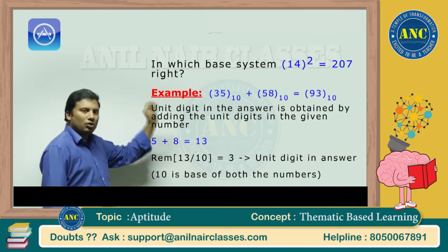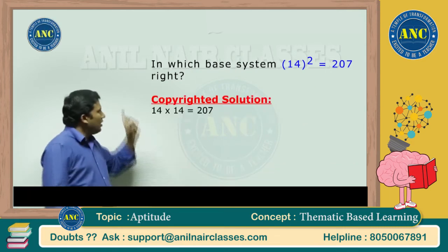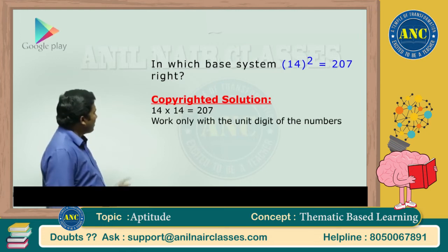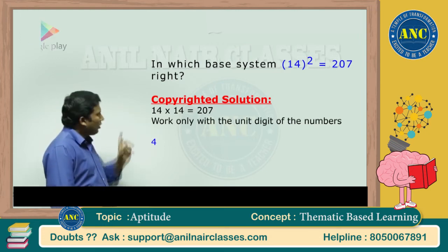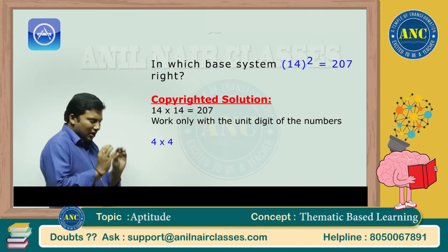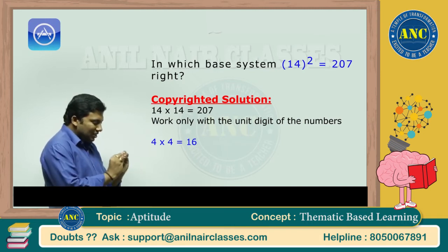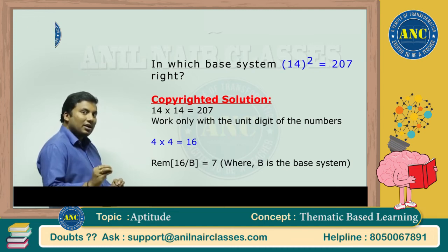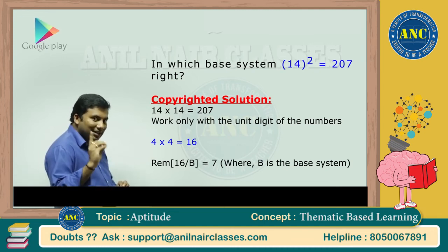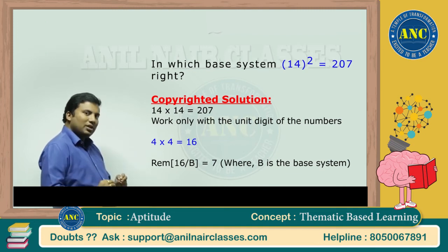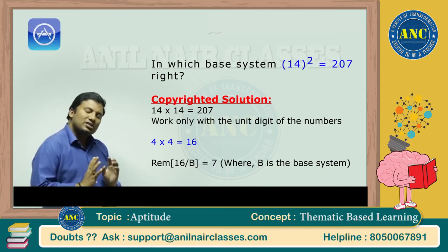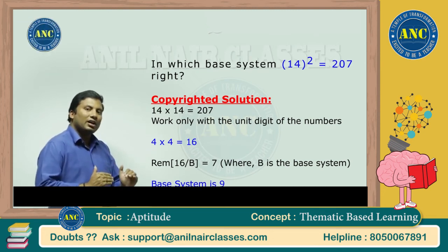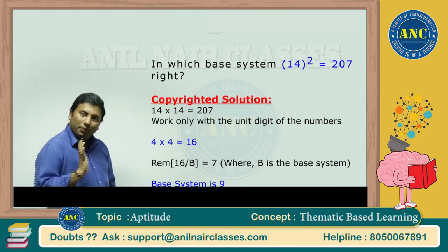14 whole square equivalent to 207. Expand that square. 14 into 14 equivalent to 207. Just attack the unit digits. What is the unit digit in 14? 4. 4 into 4 is 16. 16 divided by which base system? I will get a remainder 7, because the remainder is nothing but the unit digit. What is the base system answer? 9. Because 16 by 9, 9 ones are 9. What is the remainder? 7. I hope it is clear.